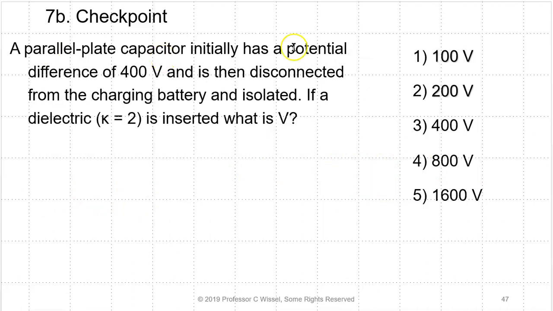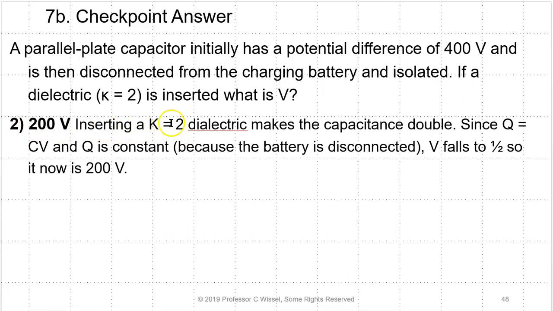A parallel plate capacitor initially has a potential difference of 400 volts and then is disconnected from the charging battery and isolated. If a dielectric of kappa K equals 2 is inserted, what is V? It'll go to 200 volts. Inserting a kappa equals 2 dielectric makes the capacitance double. Since Q equals CV and Q is constant because the battery is disconnected, V falls to 1/2, so is now 200 volts.